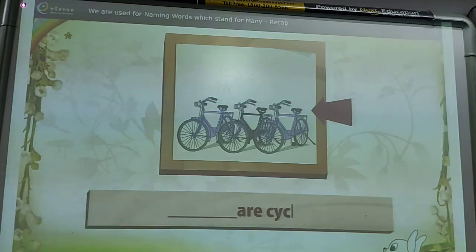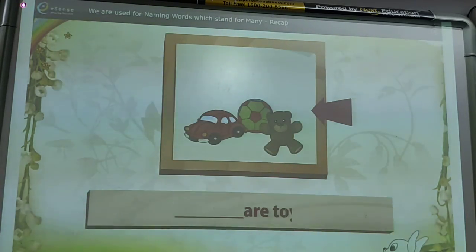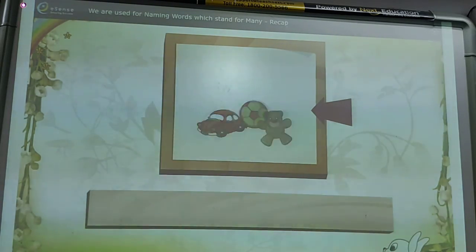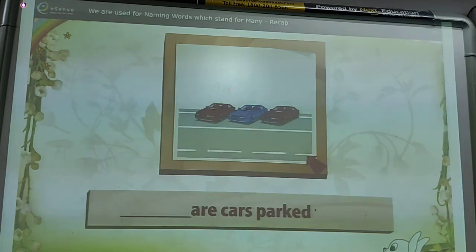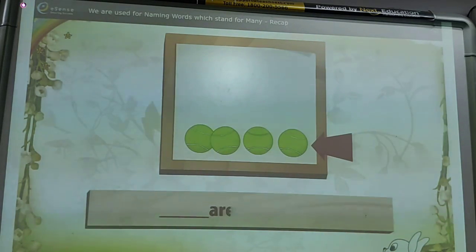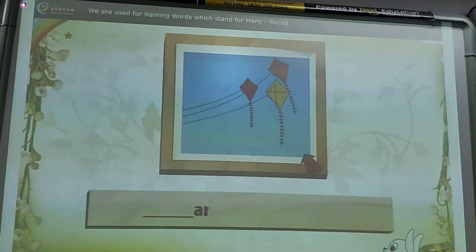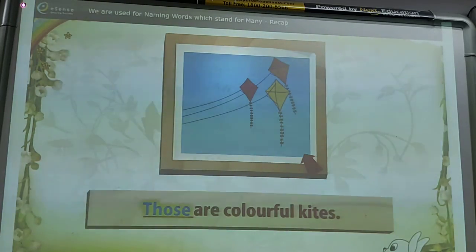Dash are cycles. These are cycles. Dash are toys. These are toys. Dash are cars parked there. Those are cars parked there. Dash are small balls. These are small balls. Dash are colorful kites. Those are colorful kites.